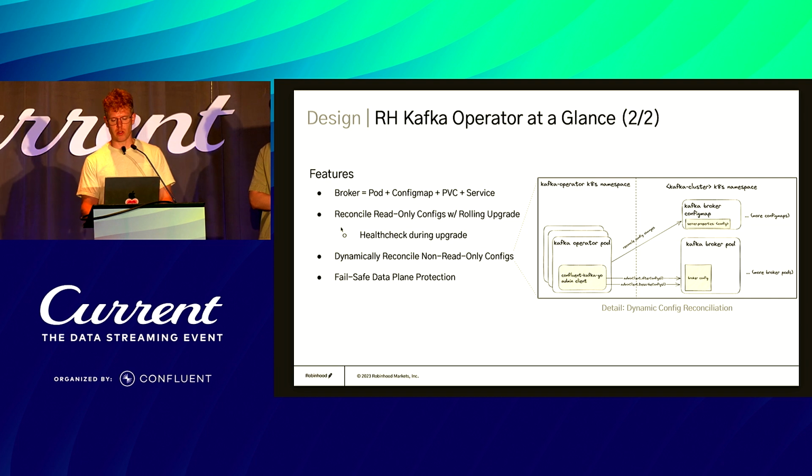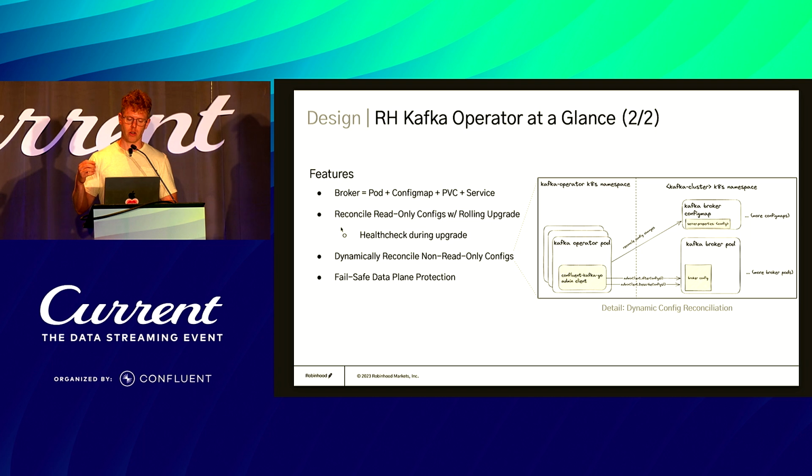And essentially, if you know much about the Kafka broker configs, they split them into different categories. Some of them are per broker. They're basically dynamic configs that can be changed per broker, and they don't need a restart. Other ones do need a restart. They're read-only configs. For the read-only configs, we trigger a rolling update that will churn one pod at a time.